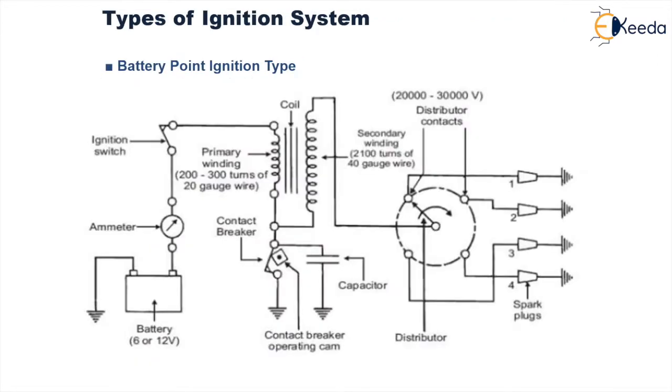Now this is an example of a battery and coil ignition system. This is a very basic component in automobiles nowadays. The different components here are a battery, a 12 volt or a 6 volt battery, which serves as the power source. It is connected to the ignition switch through an ammeter. This ignition switch is connected to the primary winding, which might contain 200 to 300 turns of 20 gauge wire. This primary winding is connected to the secondary winding through a coil.